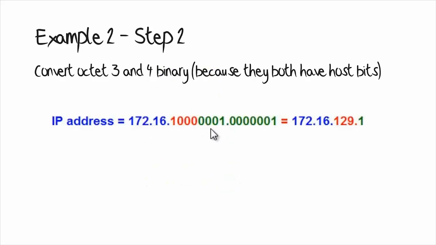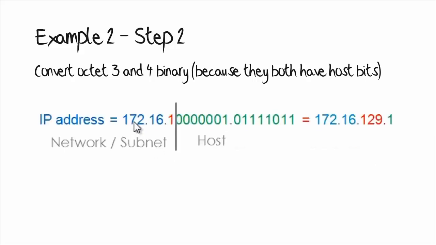So once again, you need to convert the third and fourth octet into binary. There's no need to convert the first two octets, as they are part of the network or subnet portion of the address. You only need to convert the host portion of the address into binary. So in binary, 1 followed by 6 binary zeros followed by 1 equals 129 in decimal. 7 zeros followed by binary 1 is the binary equivalent of 1 in decimal. Once again, refer to the binary section of this course if you're not sure how to convert decimal into binary and vice versa. So once again, 172.16.1 is the network or subnet portion of the address, and the remaining bits are the host portion of the address.